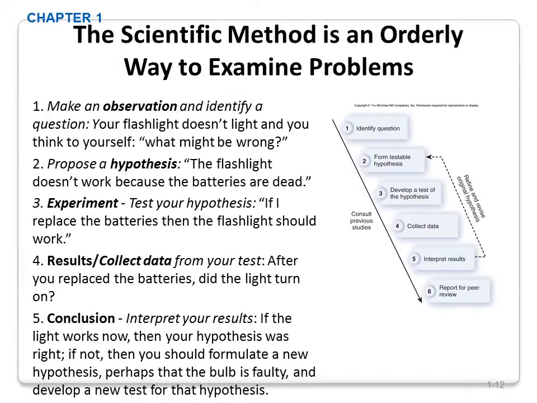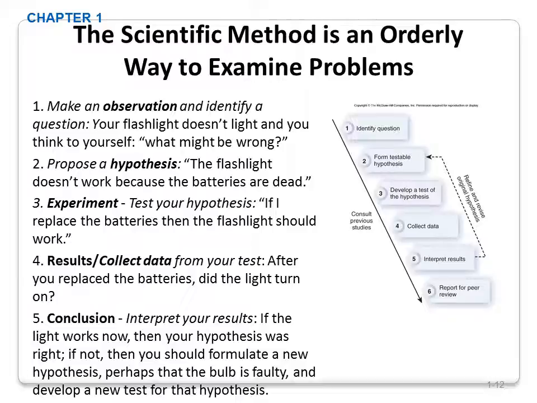The first step of the scientific method is to make an observation and identify a question. So for example, your flashlight doesn't light up, and you think to yourself, what might be wrong? The next thing is to propose a hypothesis, and a hypothesis is just a possible answer to your question. Doesn't mean it's the right or wrong answer, it's just what you think the answer might be before you do your experiment. So you might decide that the flashlight doesn't work because the batteries are dead.